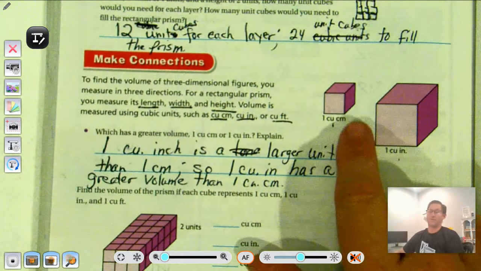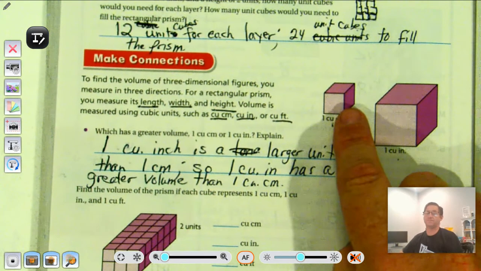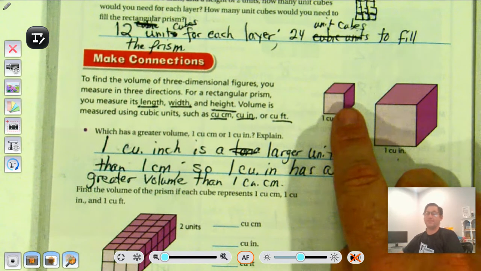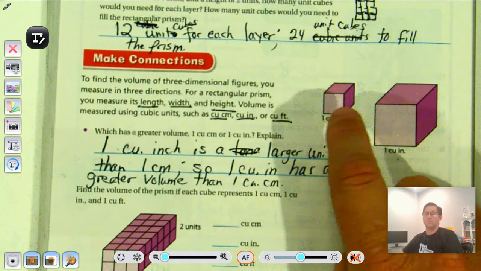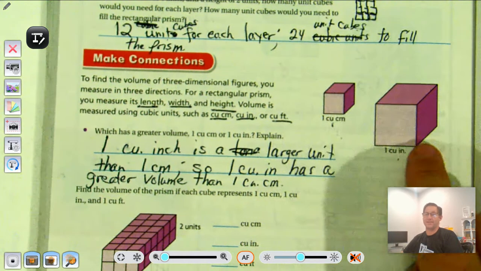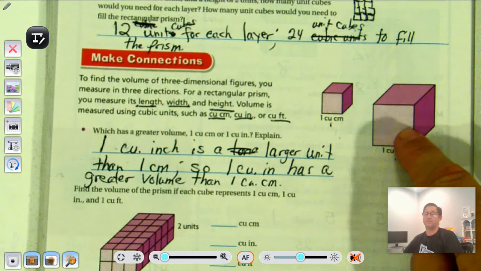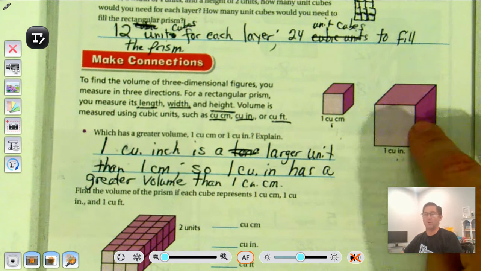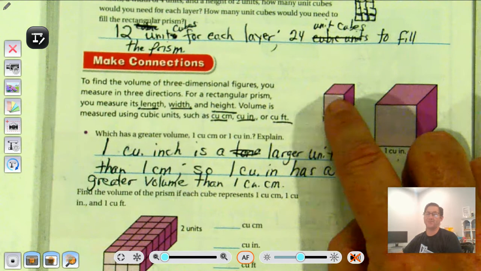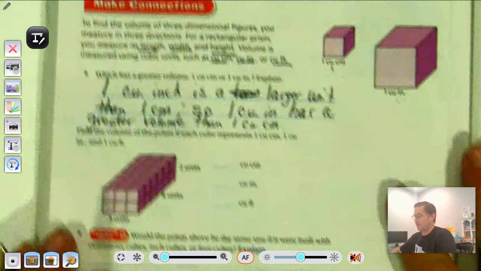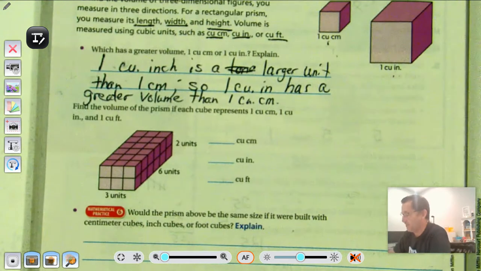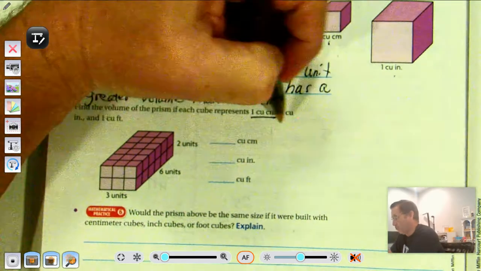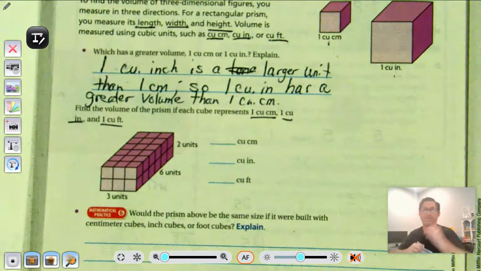Think of it as if we were filling this with centimeter cubes. In this case, it would only be able to have one. I would be able to put more of these 1 cubic centimeters in the space that would fill 1 cubic inch. Okay, so I can pour more into 1 cubic inch than I can into 1 cubic centimeter. All right, so find the volume of the prism if each cube represents 1 cubic centimeter, 1 cubic inch, and 1 cubic foot.